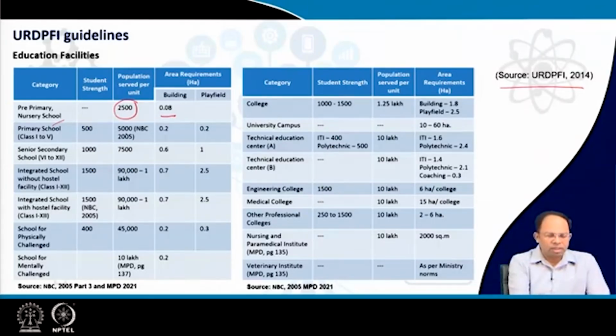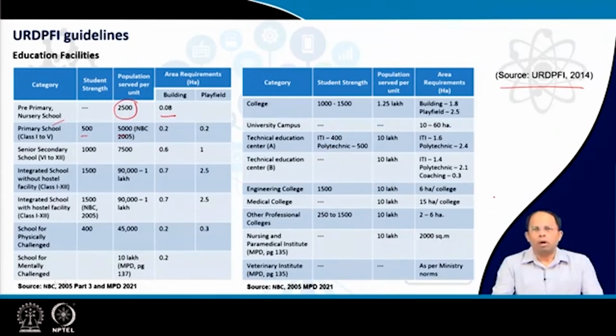So, for primary school, you can see that for 5,000 people, there has to be a primary school, and the student strength of the school would be approximately 500, and so it goes on. The list is also there for colleges, for different kinds of technical education centers, then nursing and paramedical institutes, veterinary institutes, and so on. So, what is important is that these guidelines are very, very broad, right?